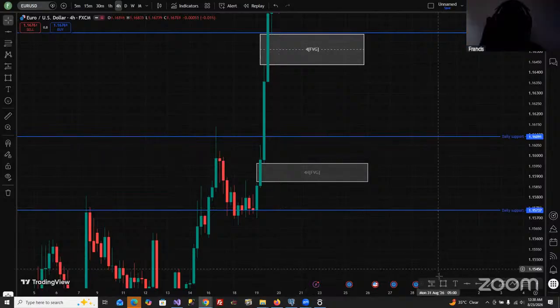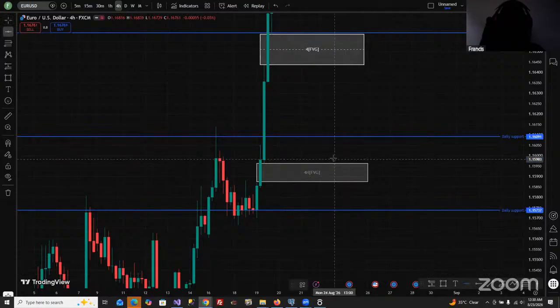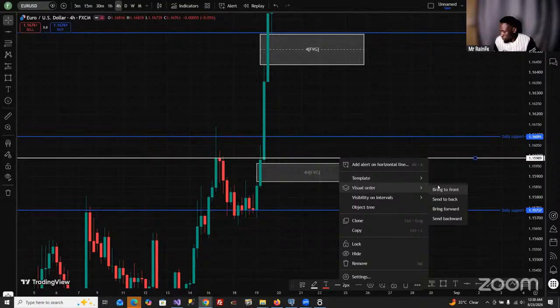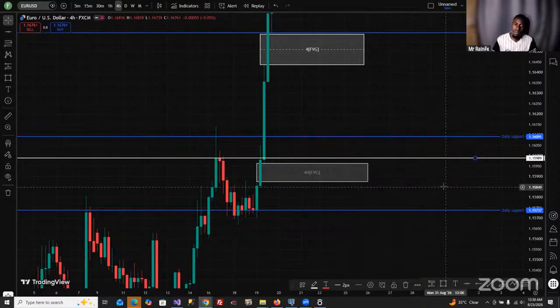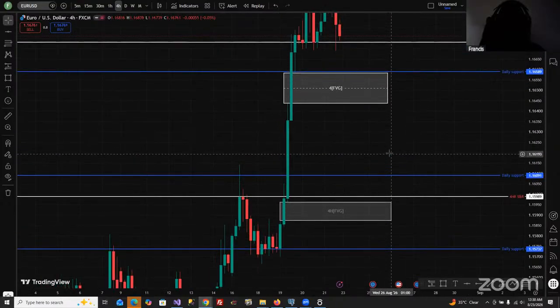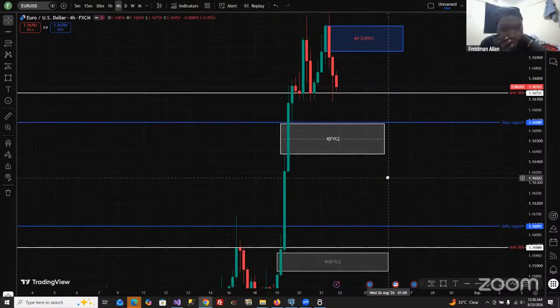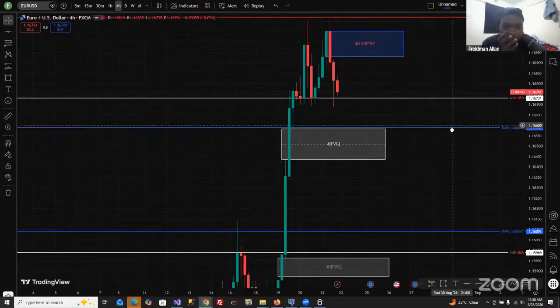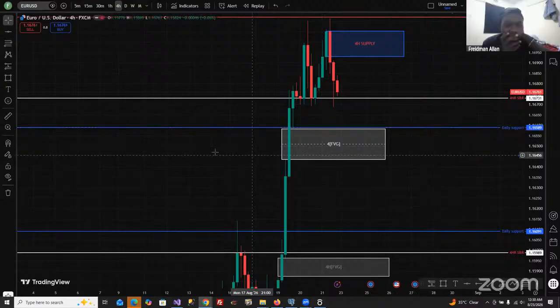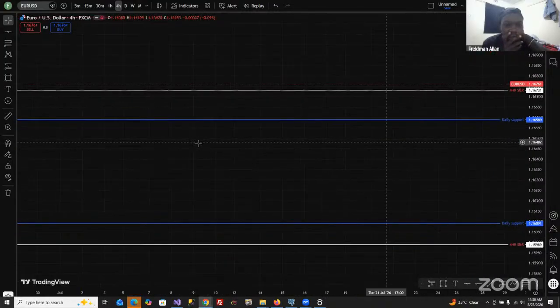Put a support line. Oh, I have a suggestion also. On the upper fair value gap, you can check that daily support if it is still valid. I don't think it is valid here. We can remove it. You can check it to the left side, because you see it is very far.